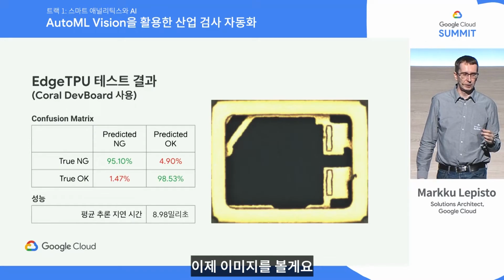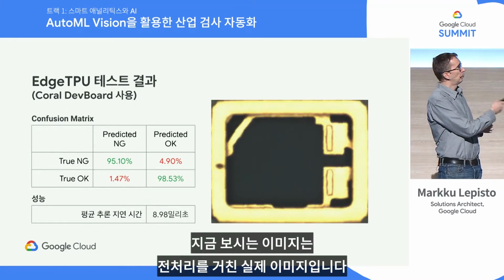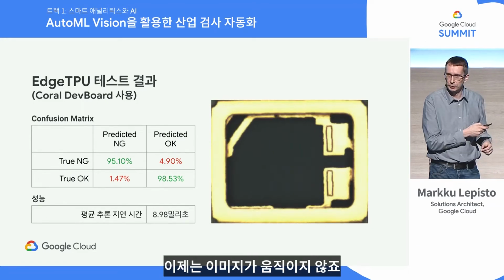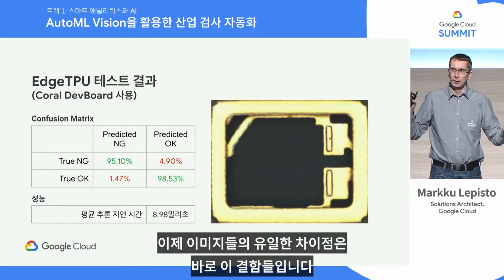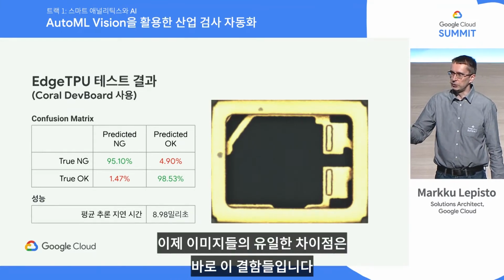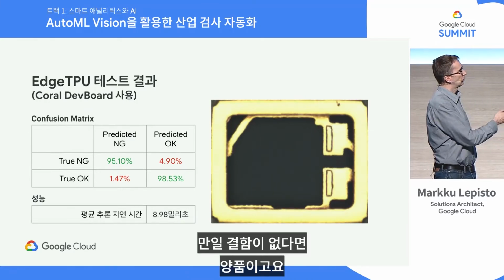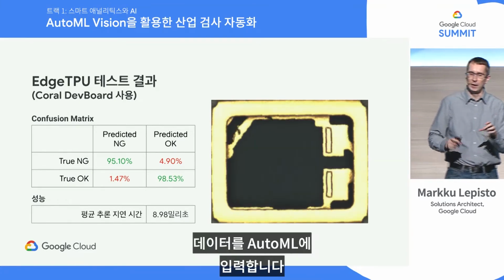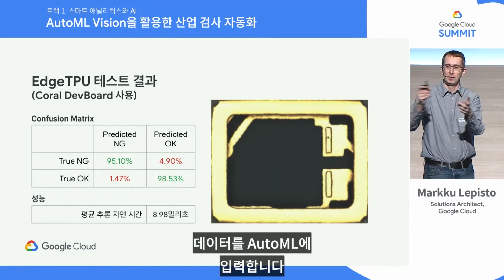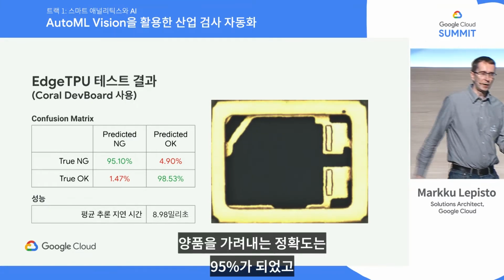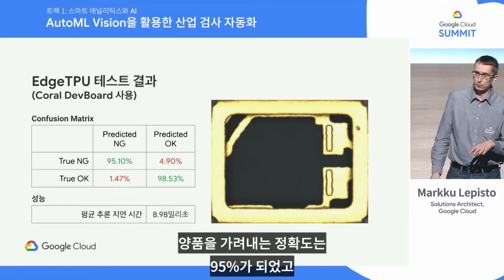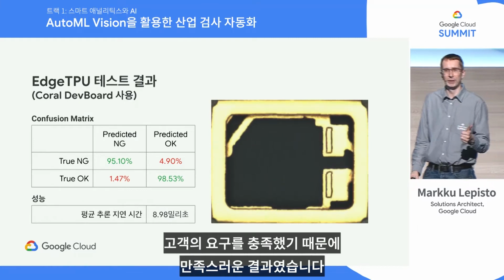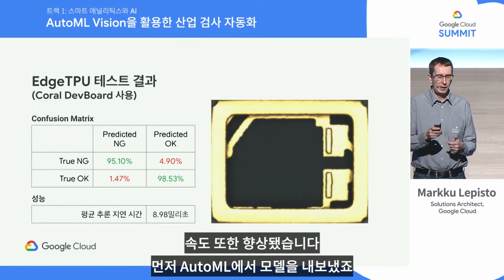So now when we look at the objects, these are the actual pre-processed images from Kyocera. You can see that the object is not moving around anymore. It's pretty much stable. Now the only changes between the images are those defects. Or if there's no defects, then it's a good object, right? So when we did this pre-processing, and then we gave the data to AutoML, this was the result. We got 95% accuracy and 98% accuracy at detecting good and broken components. So this was good enough for the customer. It meets their requirements. And also the speed.